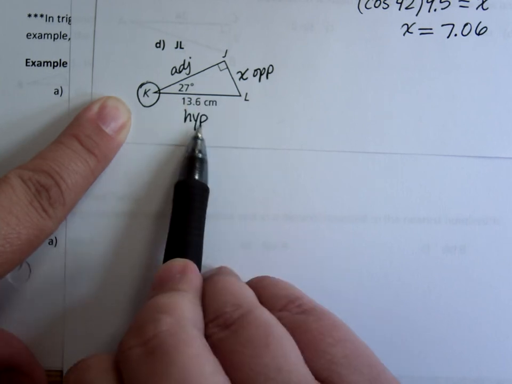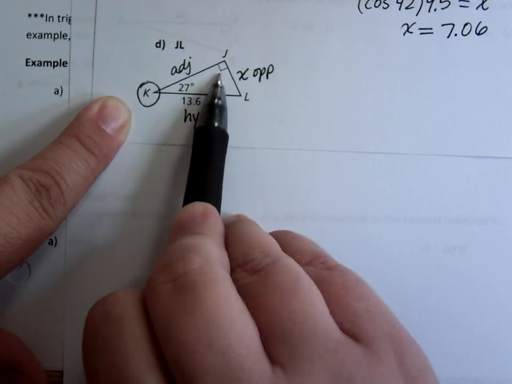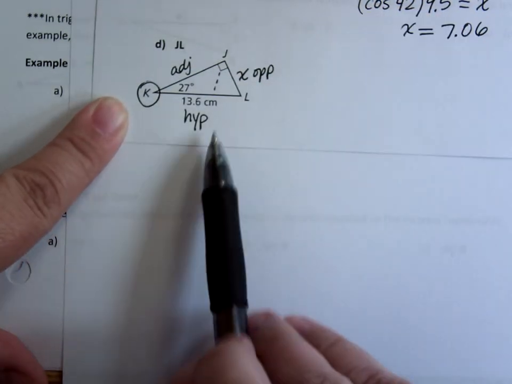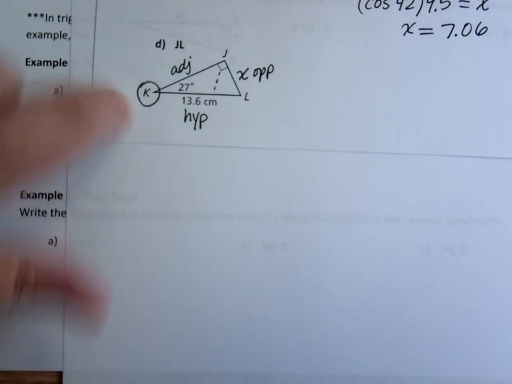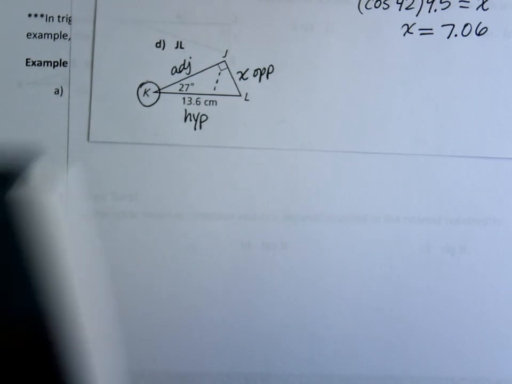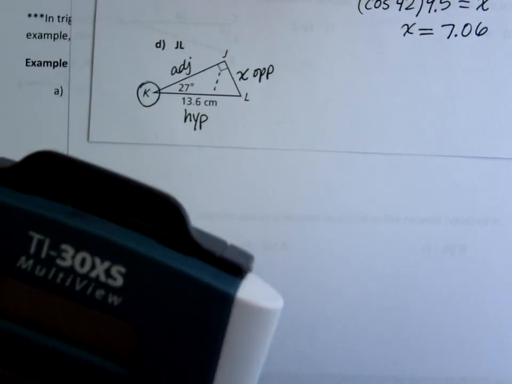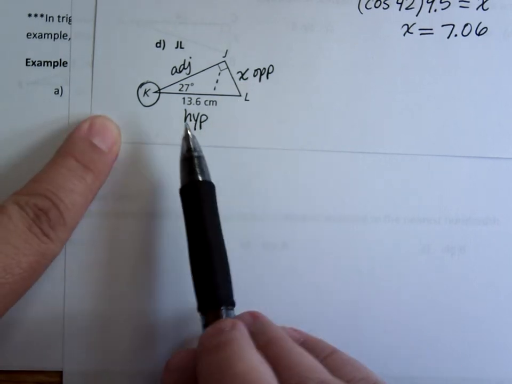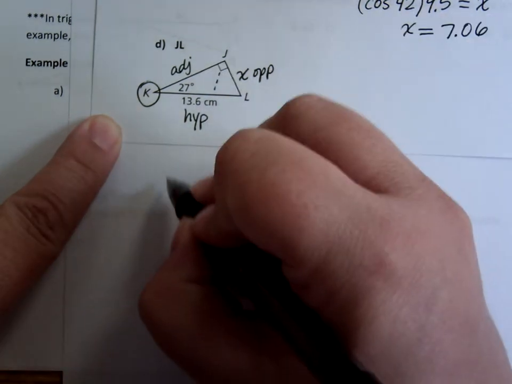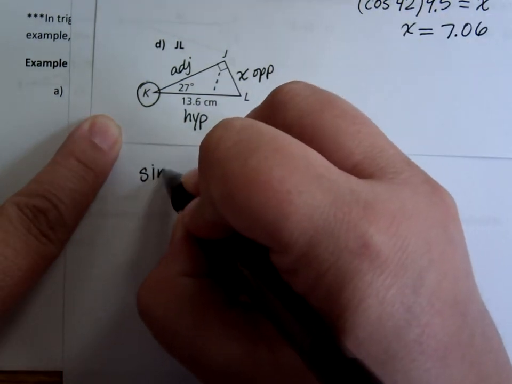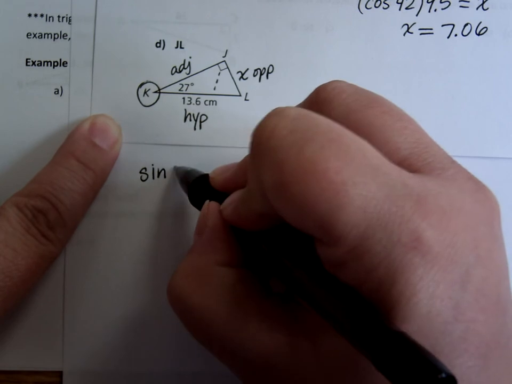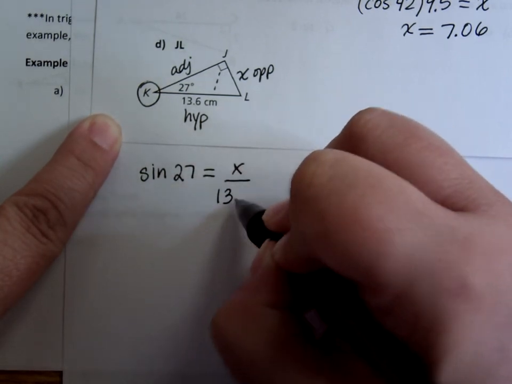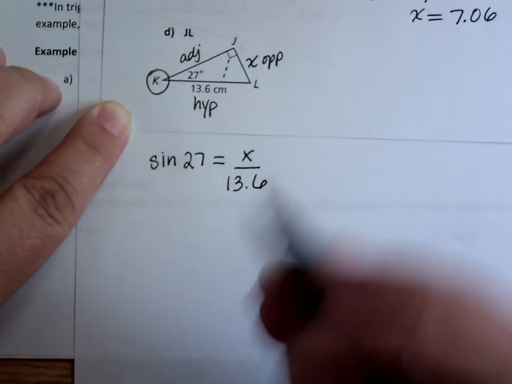The hypotenuse is always right across from the right angle symbol. It's almost like the right angle symbol points to the hypotenuse. Notice that we're never going to be working with the right angle. You only work with the acute angles on this. Okay, so let's see. I'm using opposite and hypotenuse. So that would be sine. Sine of 27 equals opposite over hypotenuse.